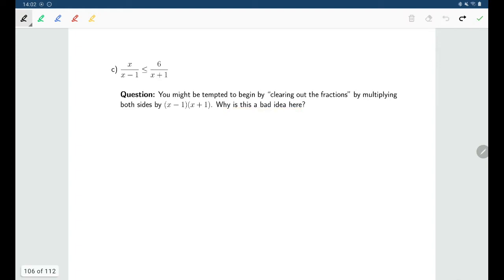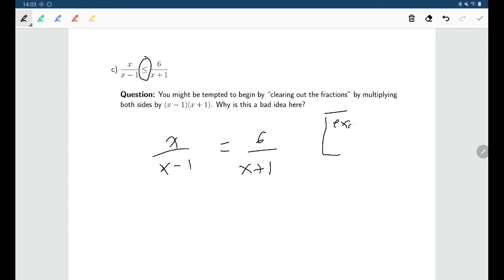Now, the reason why it's a bad idea is actually because of the fact that we're talking about an inequality. If you were looking to solve where is x over x minus 1 equal to 6 over x plus 1, then feel free. You could go right ahead. You could multiply both sides by x minus 1 times x plus 1. You would have to keep in mind that you do have some excluded values. You would have to remind yourself later on that 1 and -1 are excluded, that you can't have x being either of those two. So if you were trying to solve it by clearing out the fractions, that would be the only little caution there.